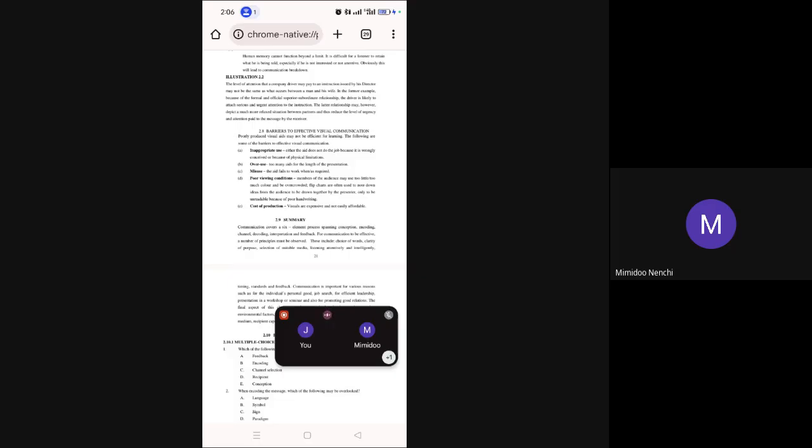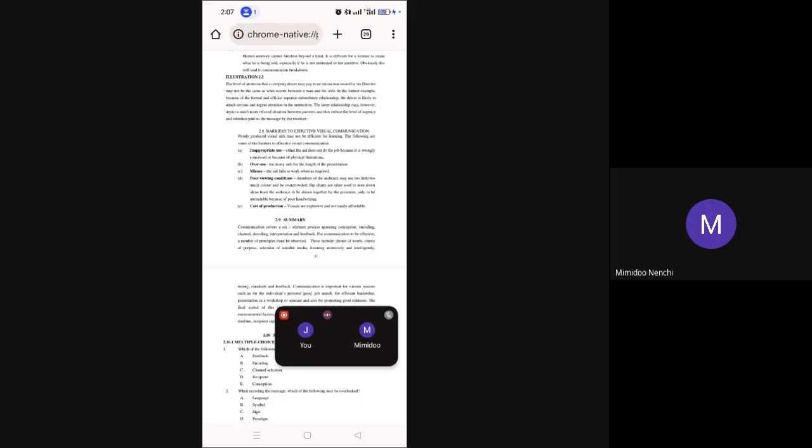Now, inappropriate use of the equipment. Let's look at it. Either the aid does not do the job because it is wrongly conceived or because of the physical limitation. Inappropriate use, when you cannot use the visual communication very well, then there will be what? That will be a barrier to effective visual communication.